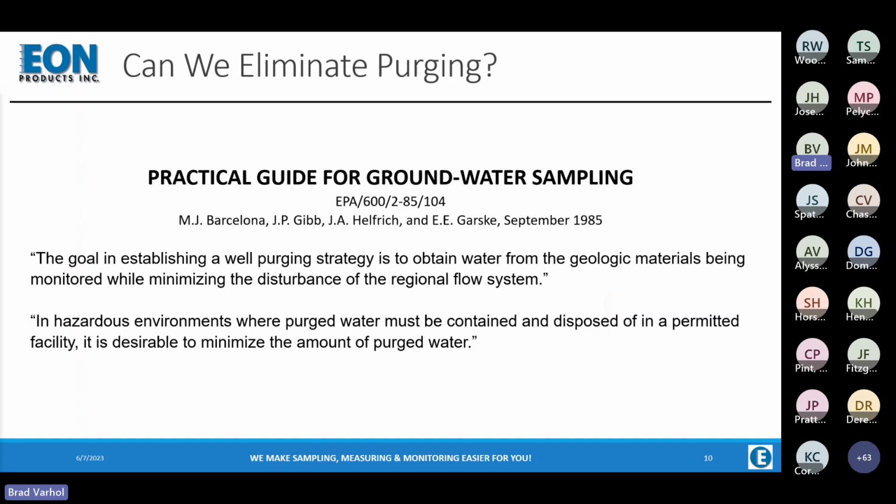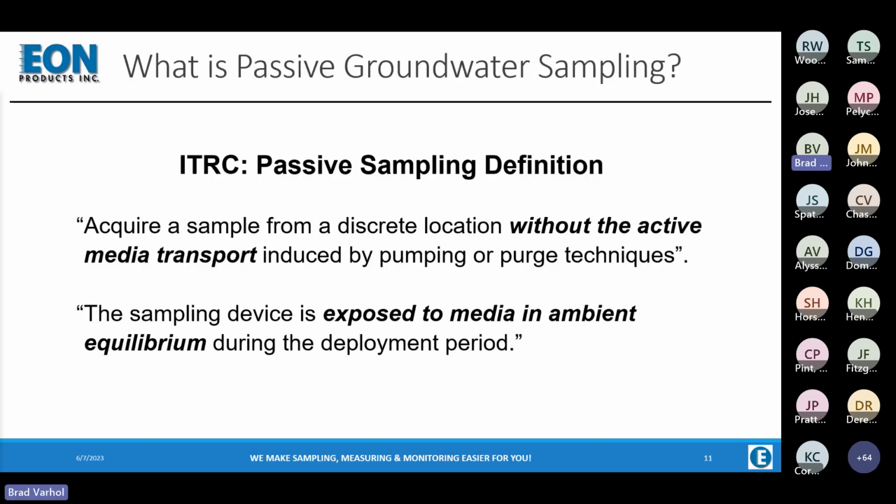They also said that in hazardous environments, think PFAS, where purged water must be contained and disposed of in a permitted facility, it is desirable to minimize the amount of purged water. So we want to minimize the disturbance and we want to minimize the amount of purged water. So, introduction to passive sampling, which we hope can do both of those things.